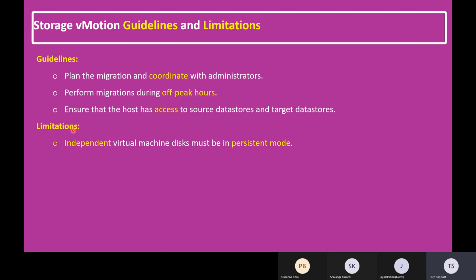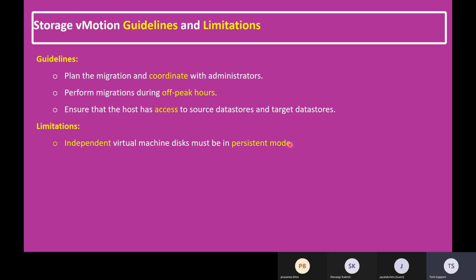And the limitation: independent virtual disks must be in persistent mode. Persistent mode means permanent storage. Always our disks are stored in permanent mode only. But if the disk is stored in non-persistent mode, during that scenario, SvMotion may fail.